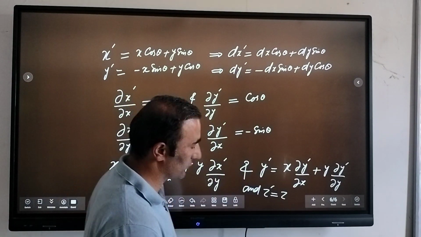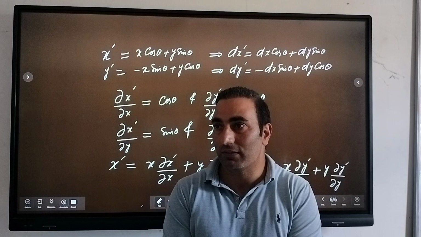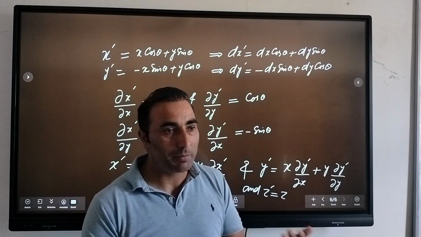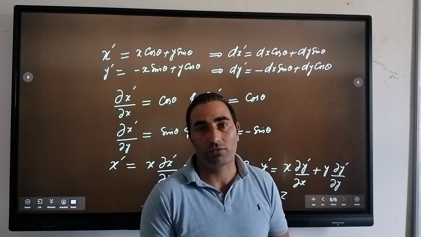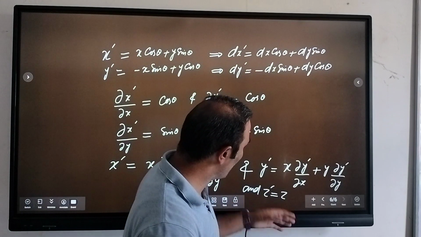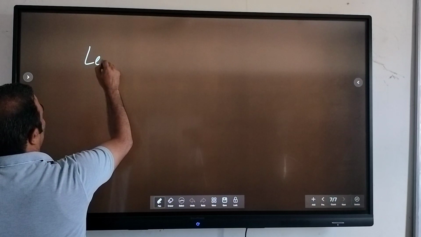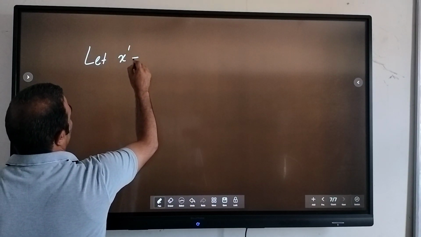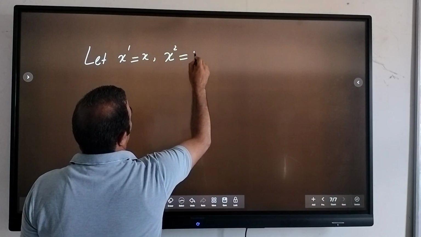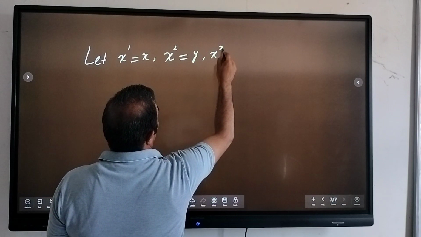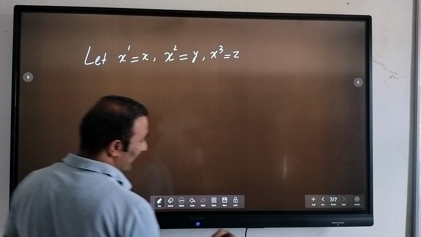So let us generalize these equations, because if you remember, in the first or second lecture on tensors, I changed the notation in order to write an equation in a compact form. So let us put x1 equal to x. I can rewrite this equation.